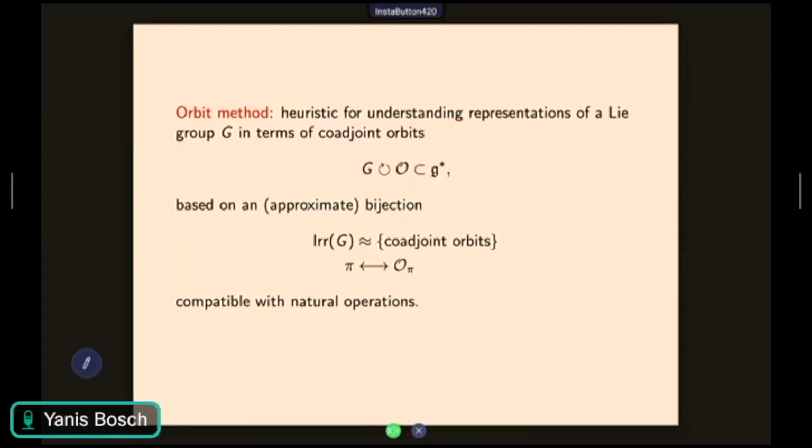And so the idea is that there should be something like an approximate bijection between irreducible representations of a group and the coadjoint orbits for that group. So we'll call pi a representation and O_pi its coadjoint orbit. And of course, it shouldn't be just a completely random bijection. It should be compatible with the natural sorts of things you'd like to do on representations and also on coadjoint orbits.